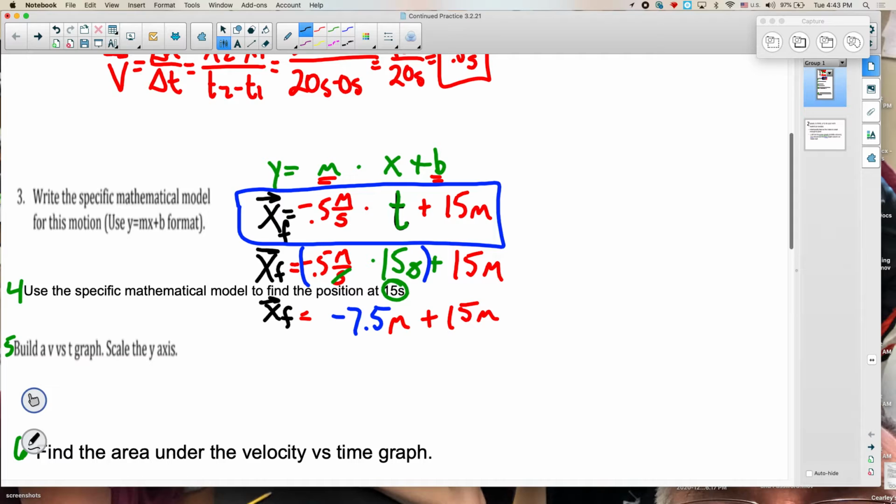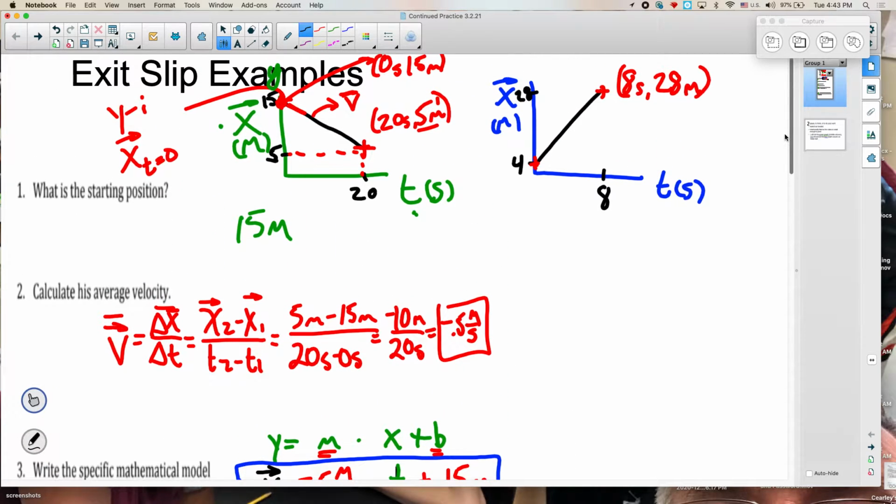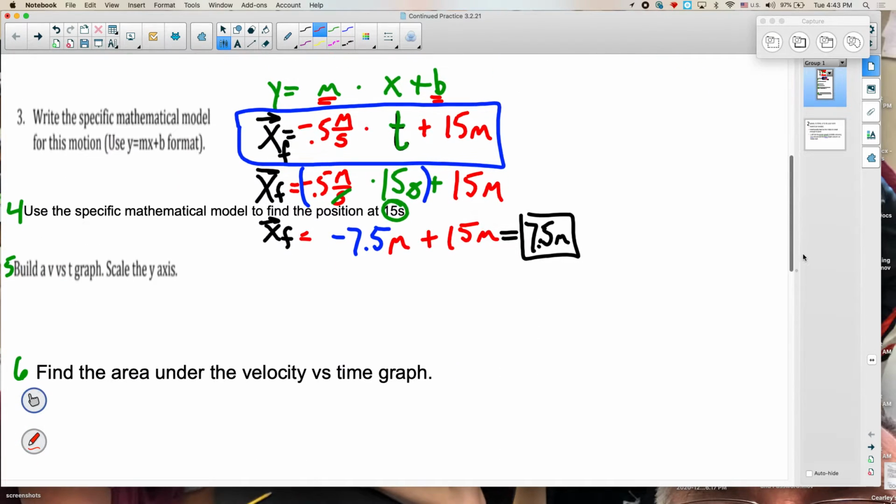And just to save space here, I'm going to go ahead and put this over here. 15 minus 7.5 would be a positive 7.5 meters, which would be the position at 15 seconds. And if you go up here to the graph, you figure 10 seconds would be halfway through there. That's that. So 15 seconds would be here, and you go up across, and boom, that does seem reasonable, that would be about 7.5 meters.